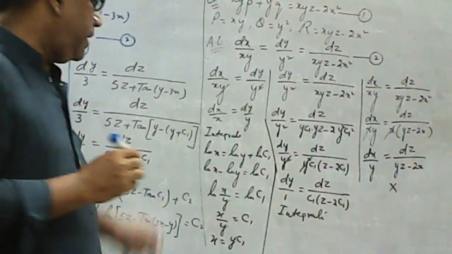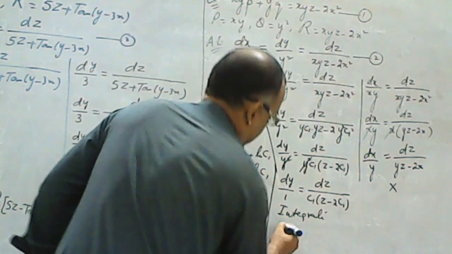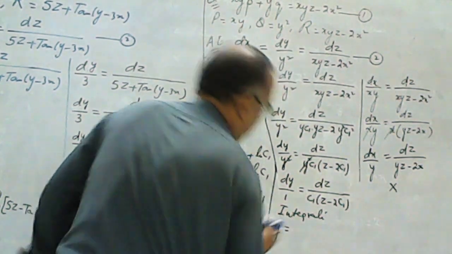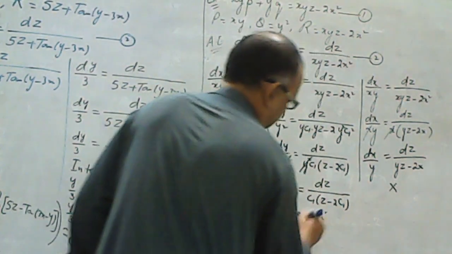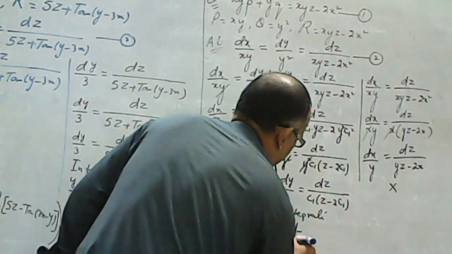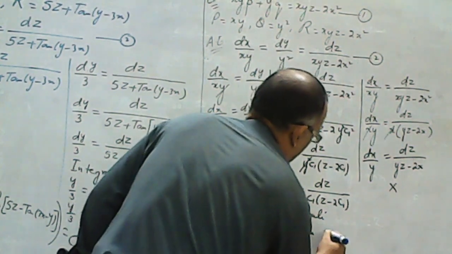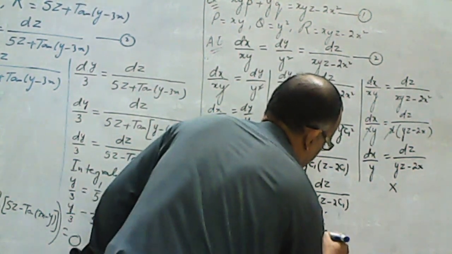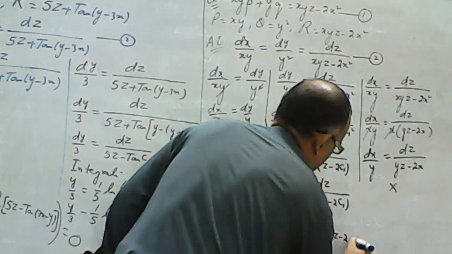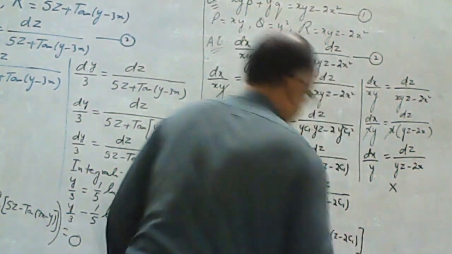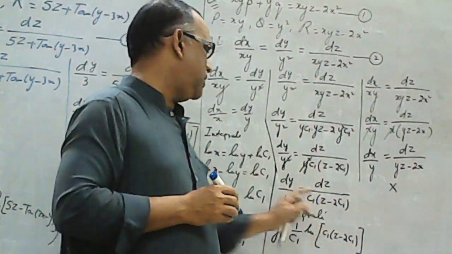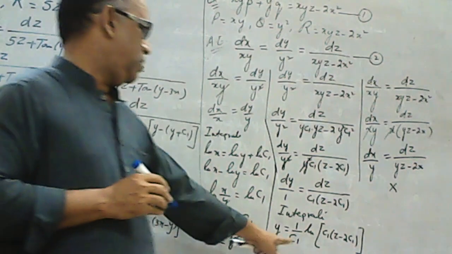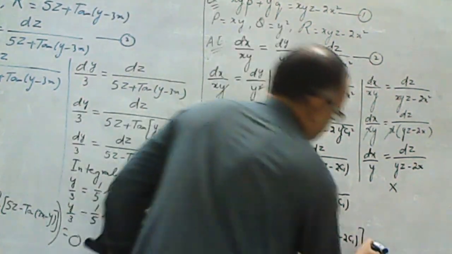So if I integrate this one, on left hand side I will have y, and on right hand side I need to write 1 upon C1 log of C1 z minus 2C1, because the derivative of denominator is C1, and then we need to write C.